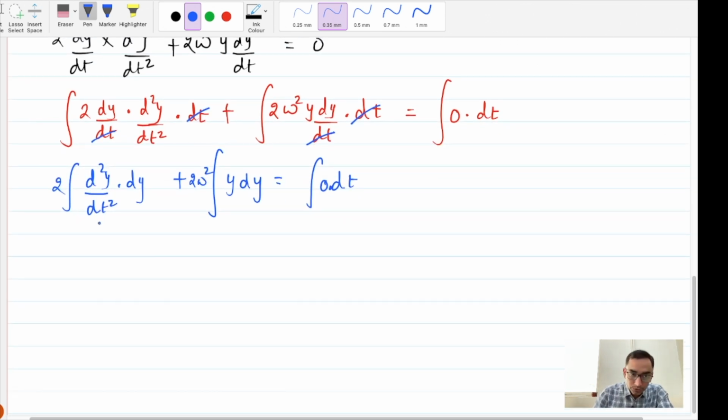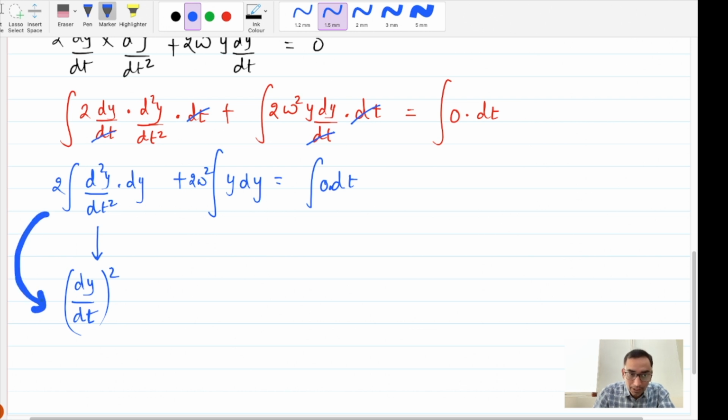Now, I am going to skip this part and directly write this as dy by dt the whole square. The interested students may check out till the last part of the video. I will discuss how this derivation actually came from here to here at the end of this video. So, those students who are not interested in this part may skip it. Okay. So, this is dy by dt the whole square plus 2 omega square, the integration of y is y square by 2.